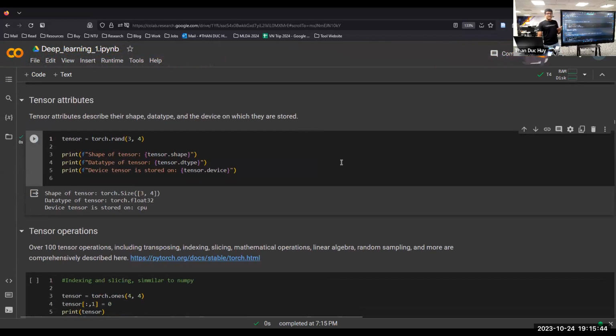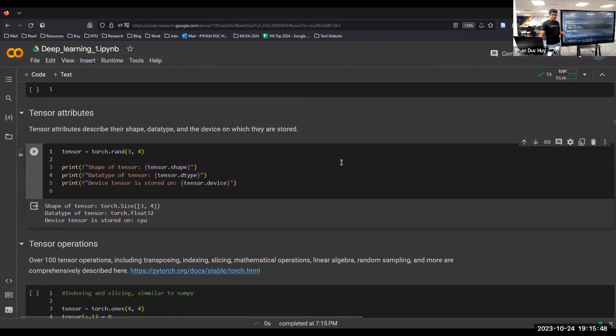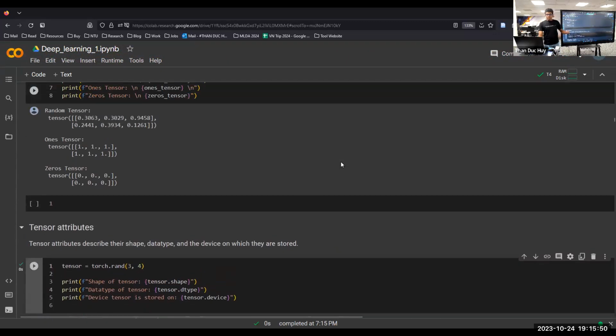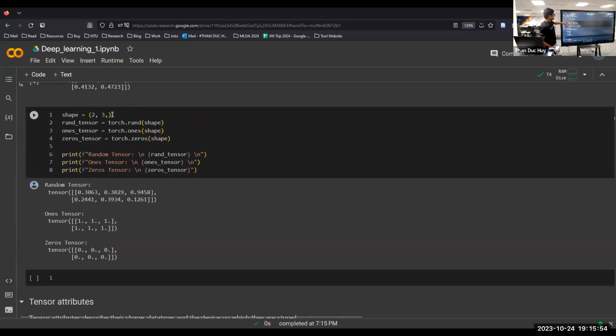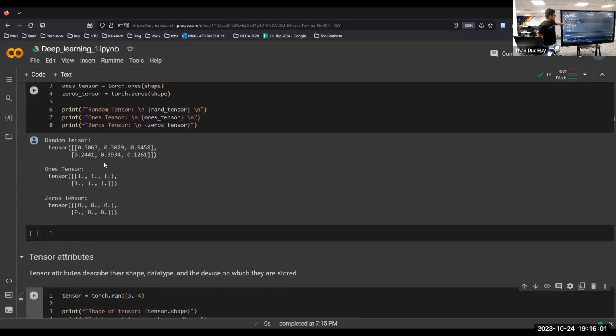Tensors have certain properties, and one of them is shape. Look at this: this tensor has a shape of 2 and 3. What does that mean? Well, it has 2 rows and 3 columns.